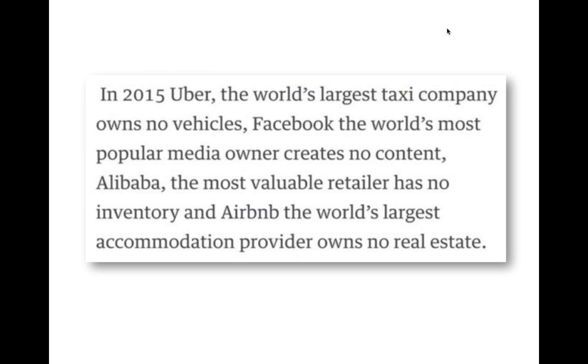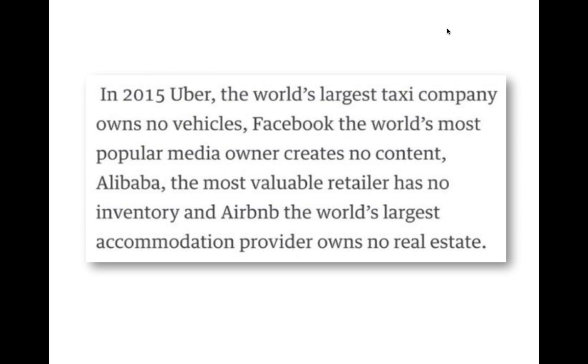This year, Uber has become the world's biggest taxi company, but it doesn't own any vehicles. Facebook has become one of the world's biggest media companies. It doesn't create any of its own content. The Chinese company Alibaba has become the most valuable retailer in the world. It's bigger than Walmart, but it doesn't have any stock. And Airbnb has become effectively the biggest hotel company in the world. It doesn't own a single room, doesn't own any homes.